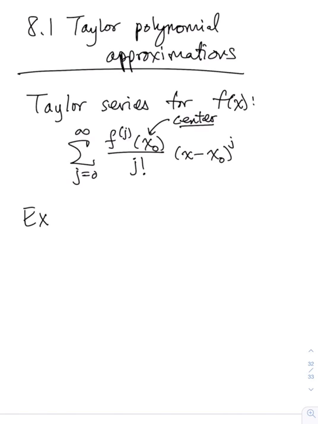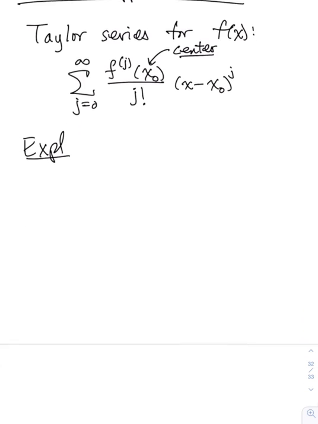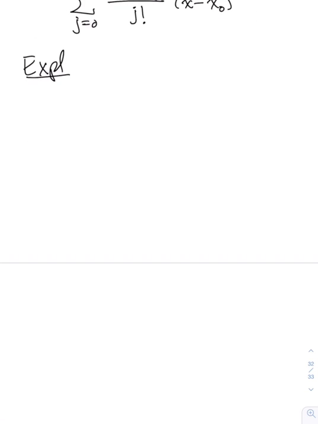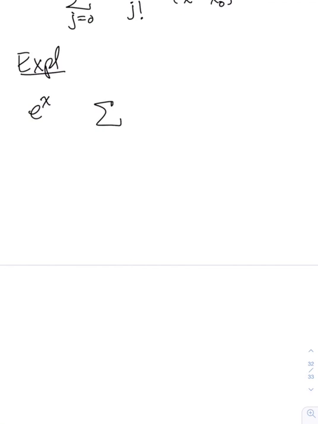So some examples. These are ones that you should already know and you're going to need to use frequently. So the Taylor series for e to the x. All the derivatives are e to the x, and if we center it at 0, we get the sum as j goes from 0 to infinity of x to the j over j factorial. This is the Taylor series for e to the x centered at 0. This series, in fact, converges for all x and is equal to e to the x for all x. Remember that those are separate questions.